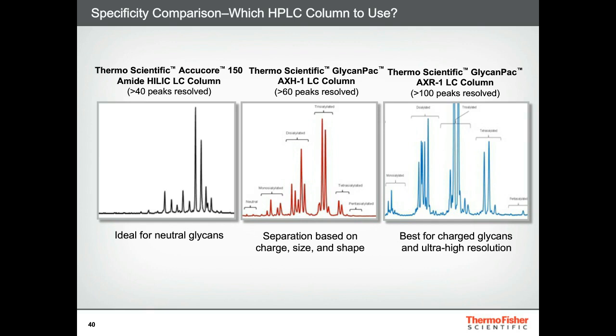Now moving towards the right, for industry-leading extra high resolution of labeled and native glycans, the new GlycanPac AXR-1 is available. This column provides mixed mode separation using both anion exchange and reverse phase retention to provide separation based on a combination of charge, isomer structure, and size. Shown here is the result of the same charge profile as in the middle chromatogram, with the exception that the peaks now are highly resolved within each charge state. And as you can see, the number of peaks resolved is higher than the other two systems.